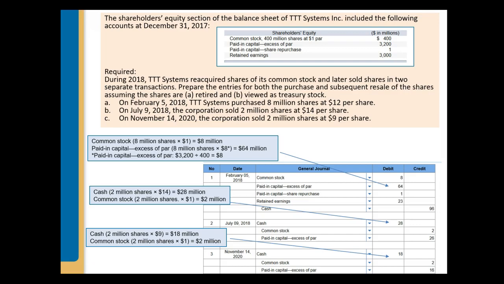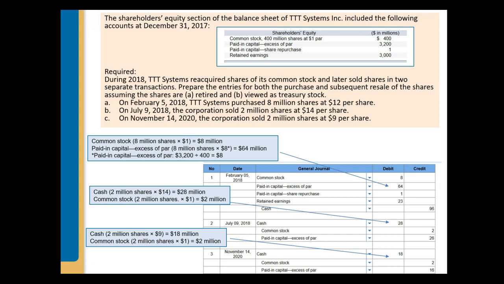So then during 2018, TTT Systems reacquired shares of its common stock and later sold shares in 2 separate transactions. Prepare the entries for both the purchase and subsequent resale of the shares, assuming the shares are retired. In this slide, we're going to show that the shares are retired, and then in the next slide, we're going to show them as treasury stock.